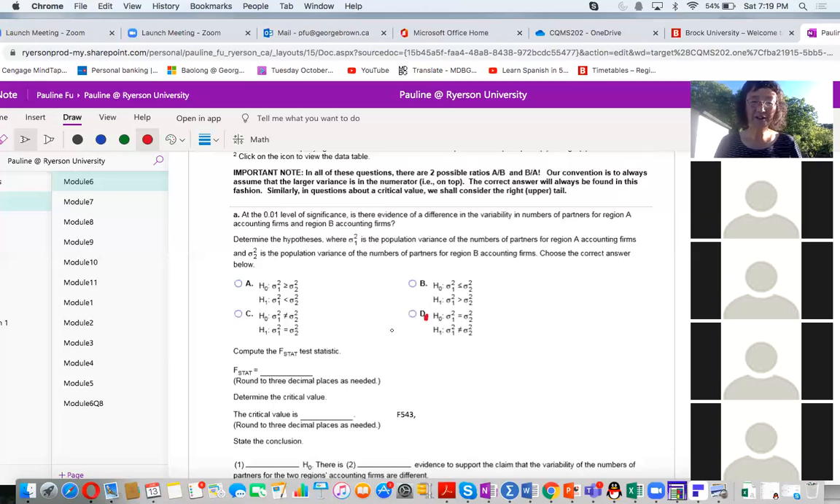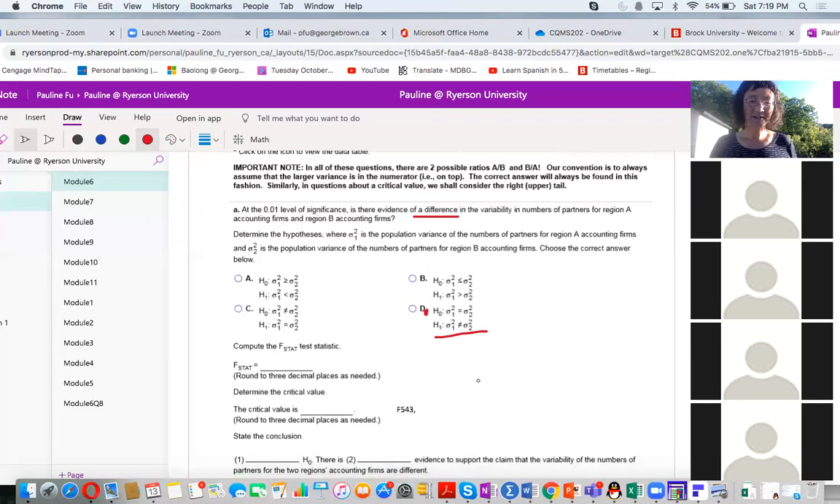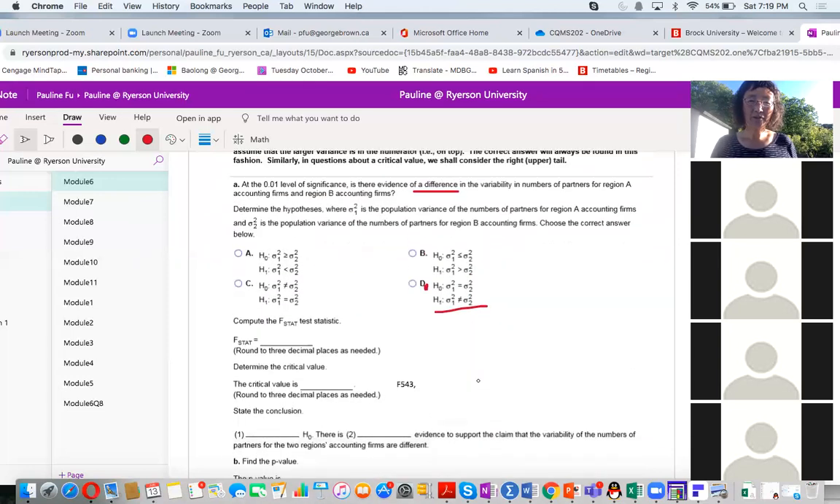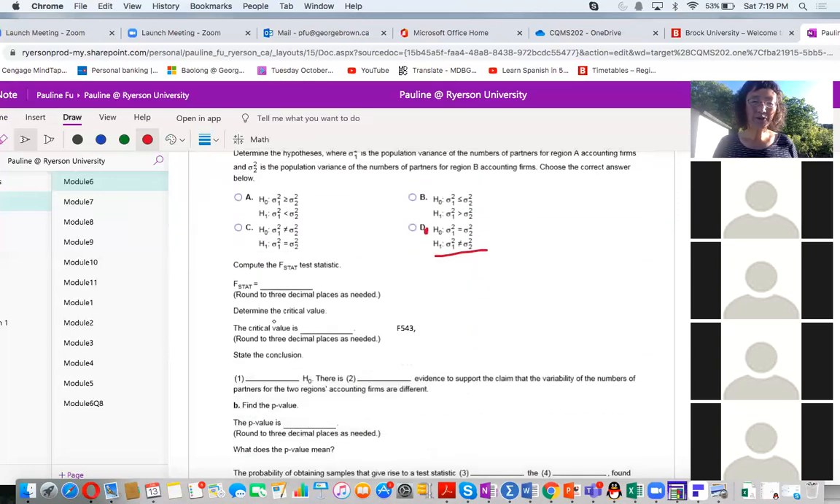So A, B, C, D, which one? The question is, is there evidence of difference? If you see the keyword difference, usually H1 is not equal. So choose the one where H1 has not equal. That's usually the correct answer. So in this case, D. And then compute the F test statistic and compute the critical value. State the conclusion.